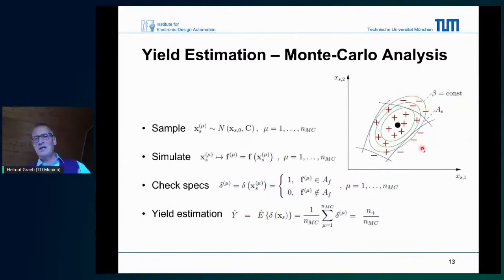So you get a kind of image where these borders are, but in the end, as long as these points are normally distributed according to the original distribution, if you sum up the ones that you have, which is then the number of plus, right, which are good, divided by all of them, the Monte Carlo sample size, that's what it's called, this is an estimation of the yield. This is what we do, right? So we take a lot of sample elements which are distributed according to the given distribution. We simulate and then we count. That's it.